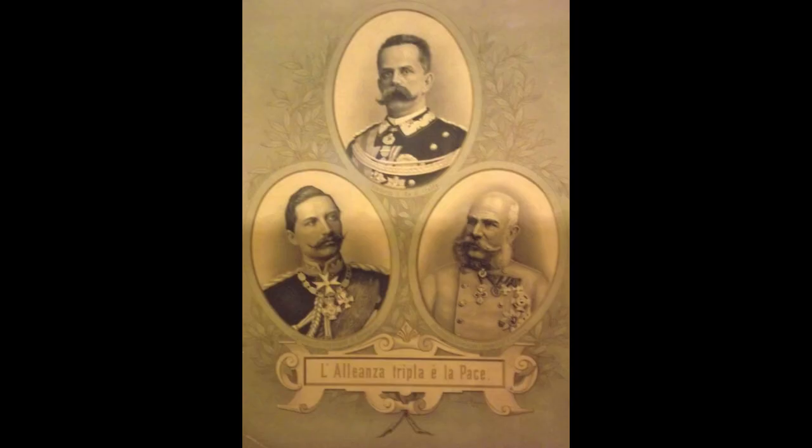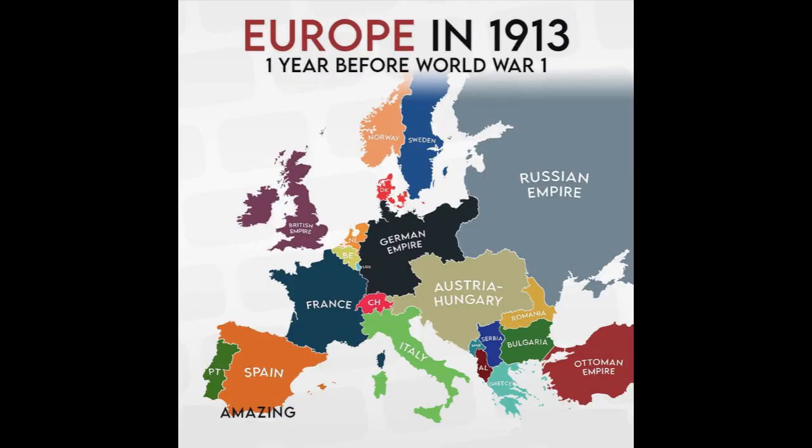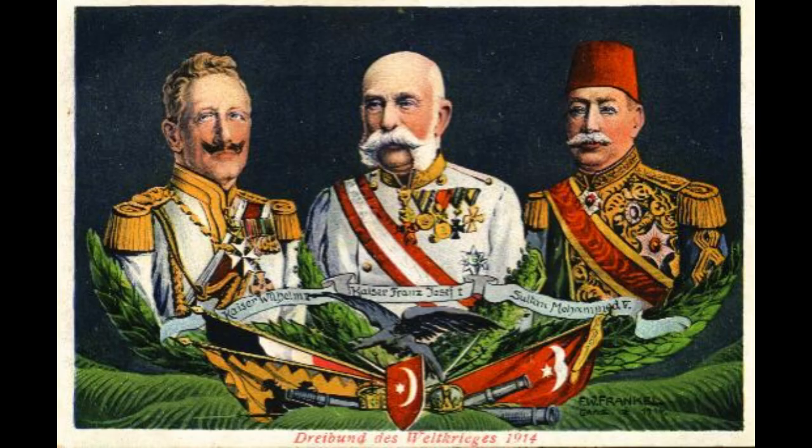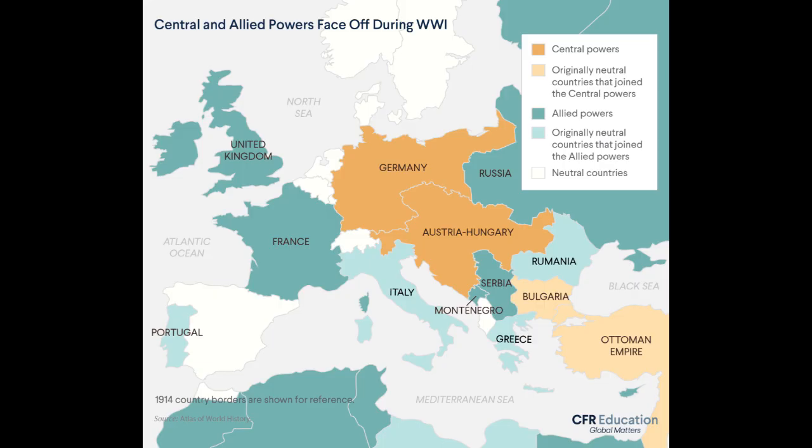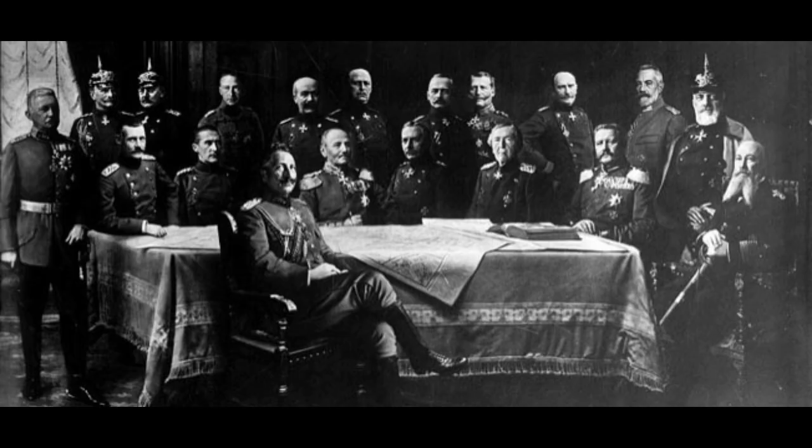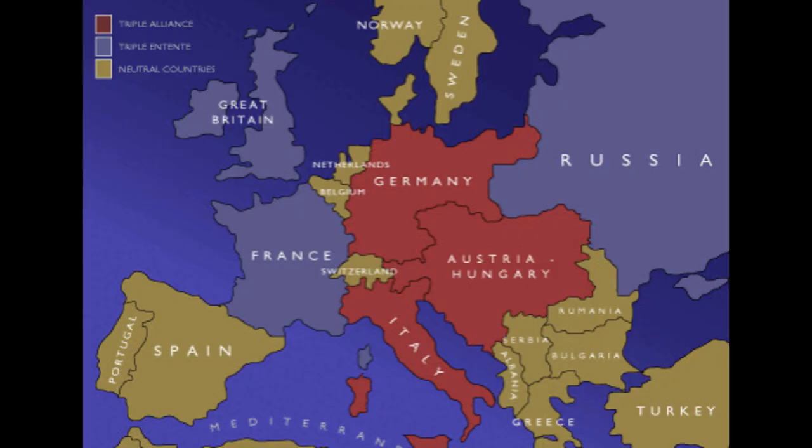Fear and distrust. The alliance system increased fear and suspicion among European powers. Countries worried that their rivals might attack with the support of allies, so they prepared for war. Instead of reducing tensions, alliances made nations feel surrounded by enemies, especially Germany, which feared encirclement by France and Russia.